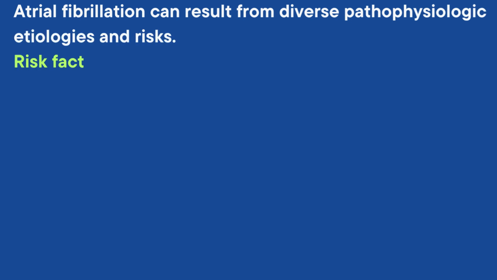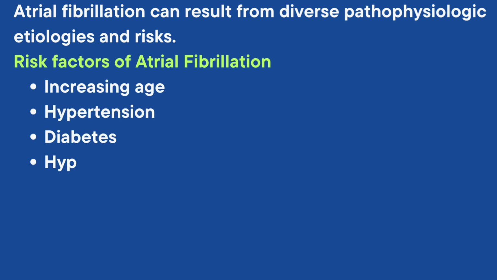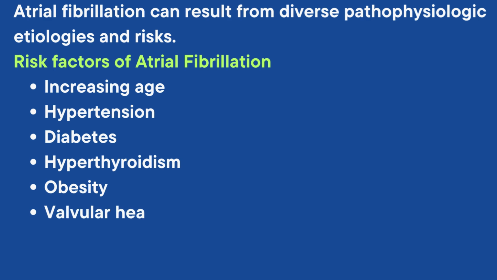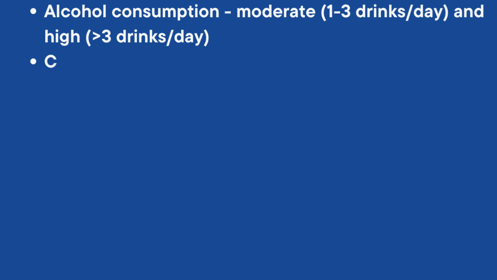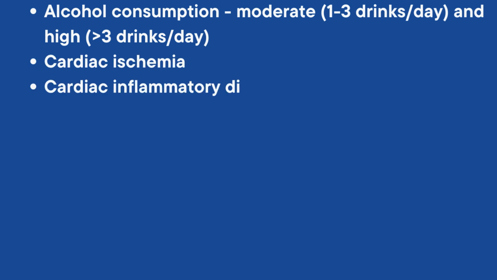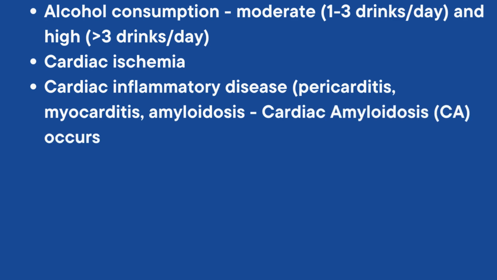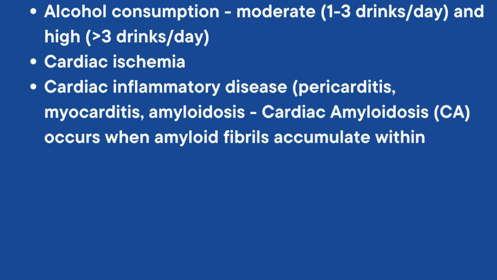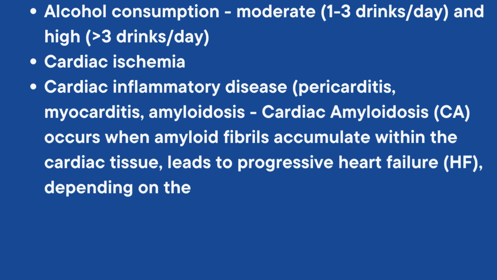The risk factors of atrial fibrillation are increasing age, hypertension, diabetes, hyperthyroidism, obesity, valvular heart disease, heart failure, obstructive sleep apnea, alcohol consumption, cardiac ischemia, and cardiac inflammatory disease such as pericarditis, myocarditis, and amyloidosis. Cardiac amyloidosis occurs when amyloid fibrils or proteins accumulate within the cardiac tissue, a condition that leads to progressive heart failure depending on the stage and the form of cardiac amyloidosis.